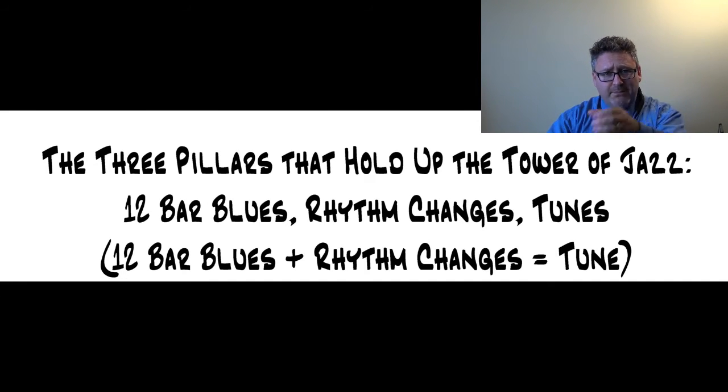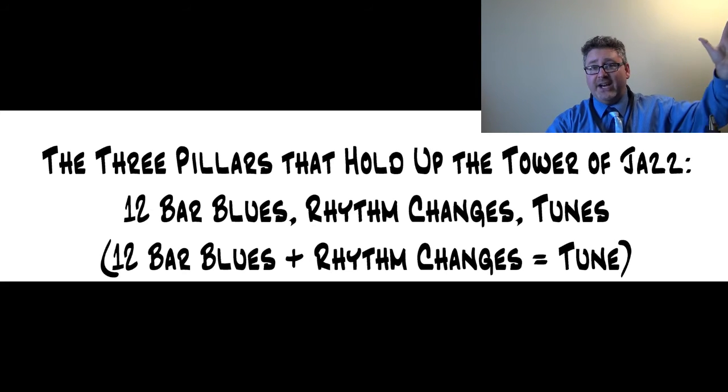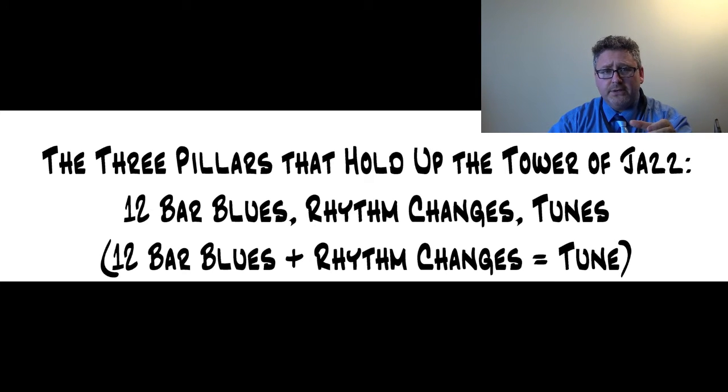There are 3 pillars that hold up the giant tower of jazz. The first pillar is the 12-bar blues. The next pillar is rhythm changes, based on George Gershwin's I Got Rhythm. And the third pillar is tunes. Now there are hundreds of thousands of tunes out there, but if you want to make a tune, here's what you do.